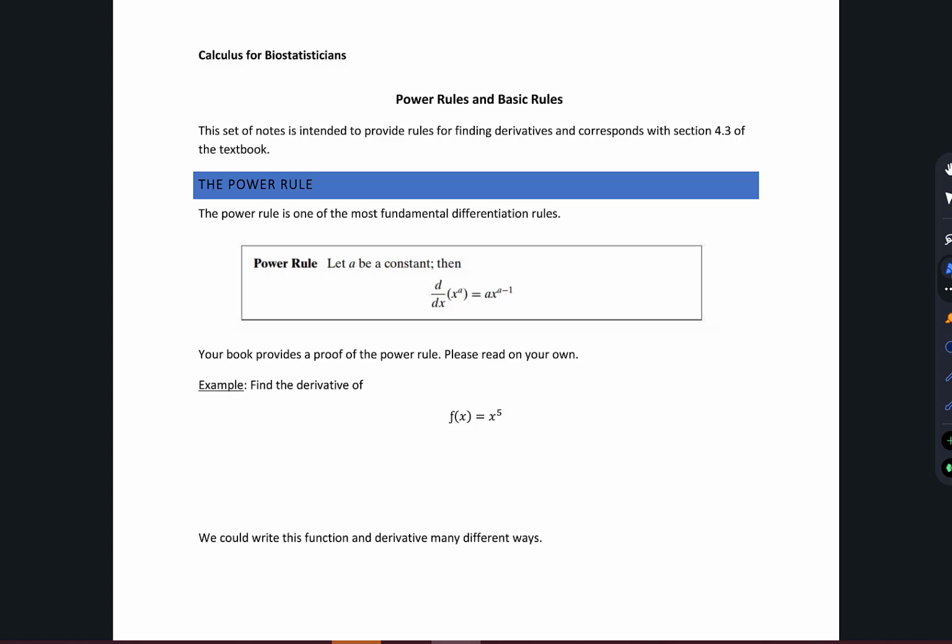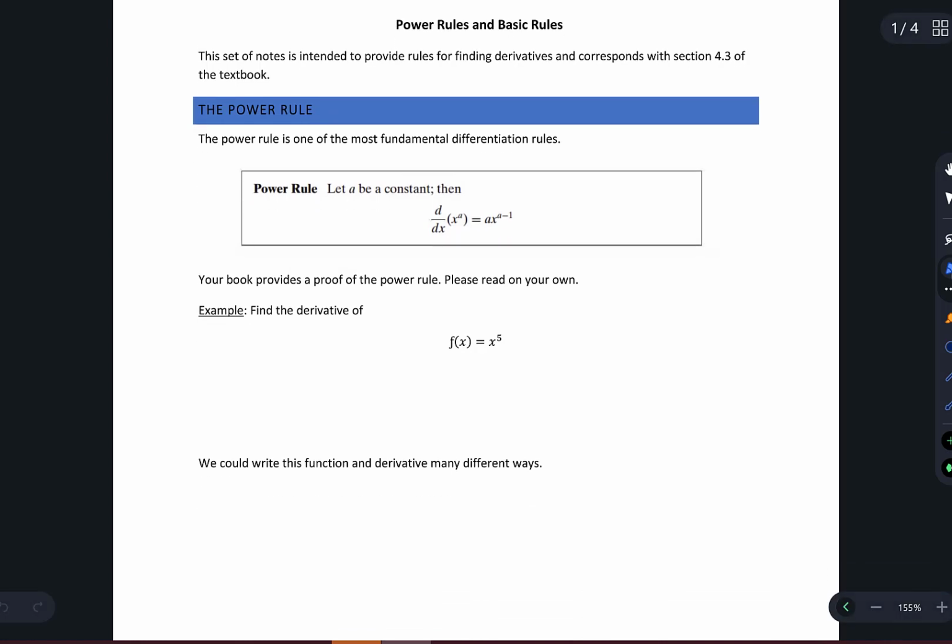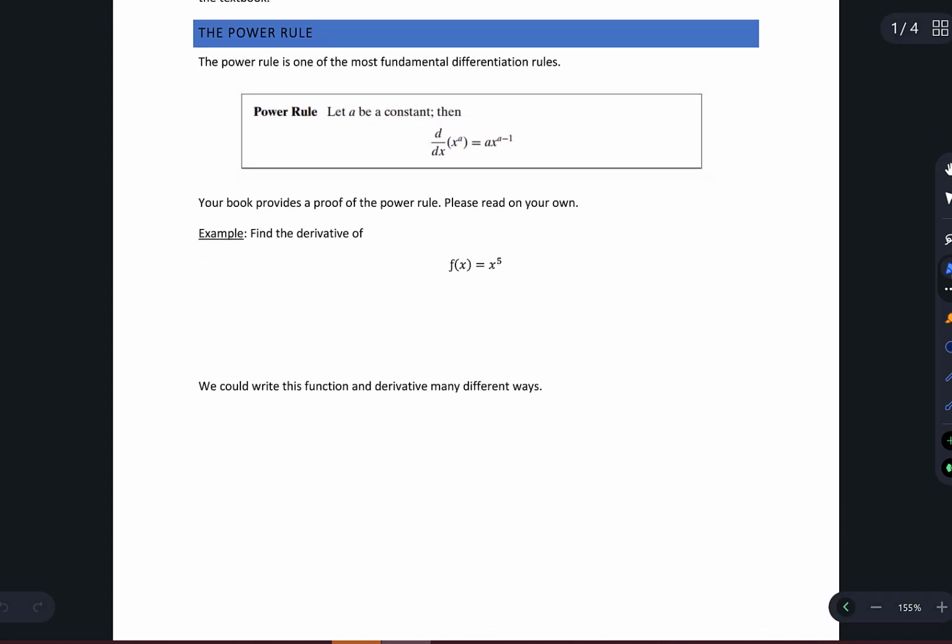In this set of notes, we're going to look at some different rules that make finding derivatives easier than applying the definition or using the geometric interpretation. All right, so the first rule we're going to look at is what is called the power rule. It's one of the most fundamental differentiation rules, and pretty much any time I'm taking a derivative, it's very likely I'm going to need this rule.